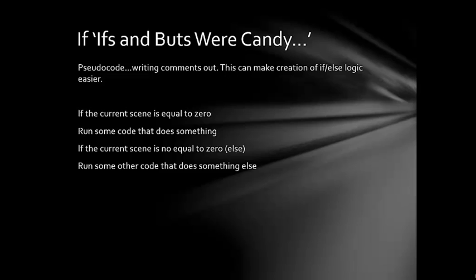Now, sometimes we want to do what's called pseudocode, like writing our comments out. You'll hear me refer to terms like planning lists and things like that. They're called different names. Pseudocode is basically writing your code out, but doing it in normal English. If the current scene is equal to 0, run some code that does something. If the current scene is not equal to 0, run some other code that does something else.